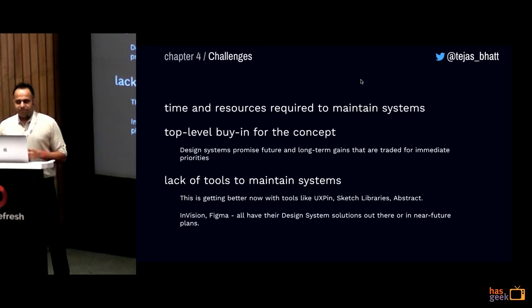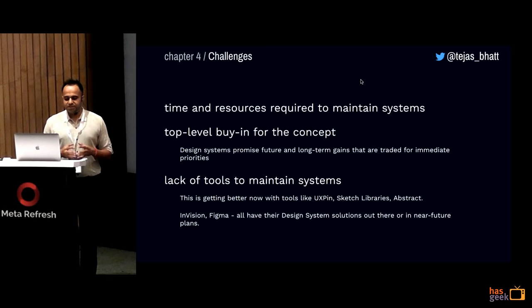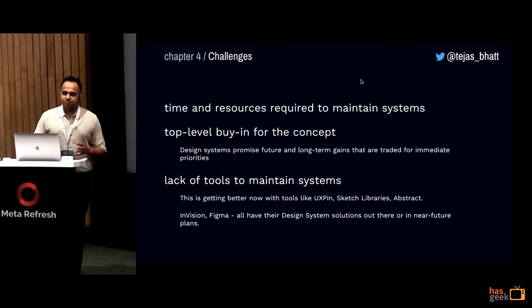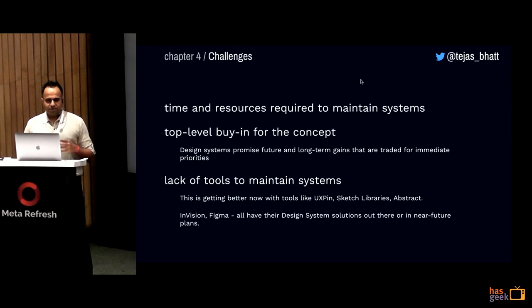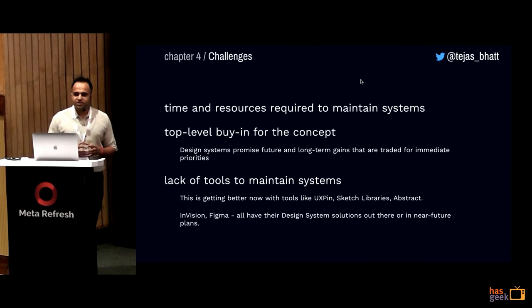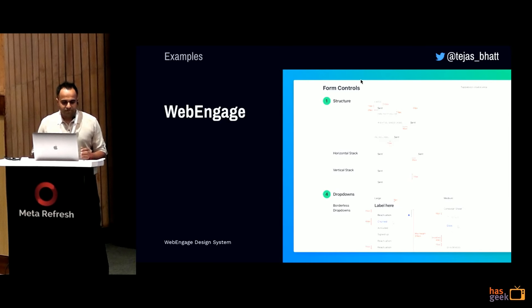Until very recently, the tools were not sophisticated enough to create or design a system. Right? This is getting slightly better now, because there are tools like Sketch has libraries. Figma already has a big built-in library as we see today, and there are other tools also like UXPin. There's also version controlling available for designers now called Abstract. So this is becoming better. Although the products are not there yet, it's still better than what it was, say, a year ago.